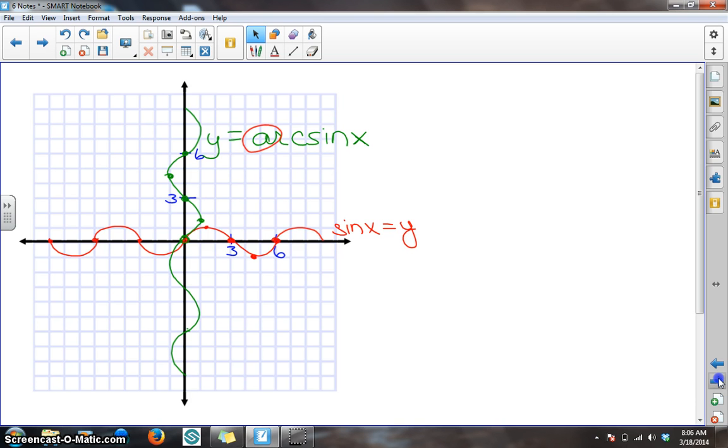Now your calculator, when you hit inverse sine, doesn't give you all of them. It only gives you 1. And that's because on your calculator, the graph is a function.